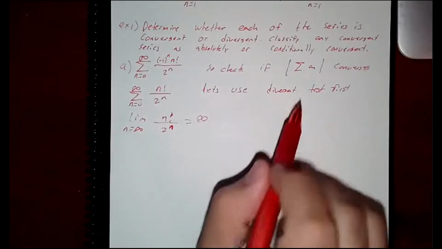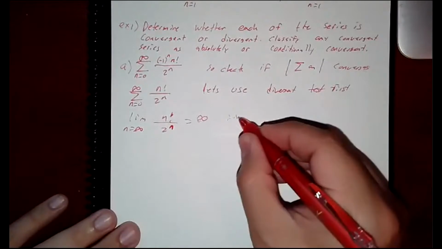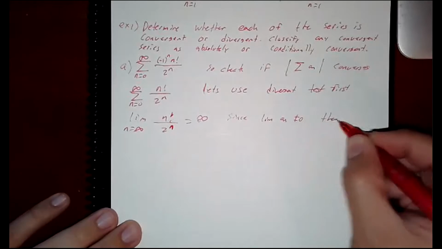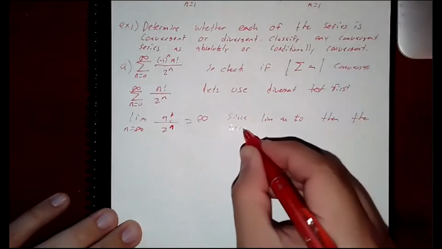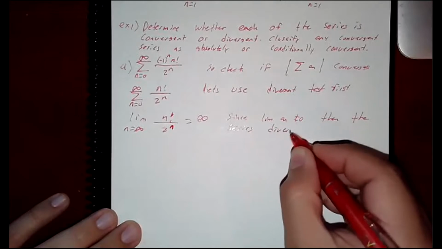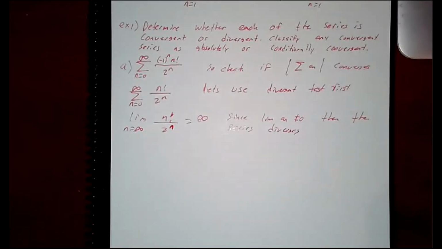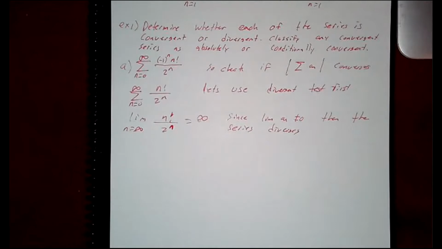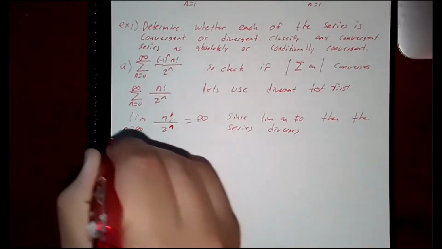So since the divergence test says that since the limit of the sequence is not 0, the series diverges, we're done with part A. We don't have to check the two conditions because the divergence test is technically one of the conditions. So we'll move on to question B. You guys have any questions on part A? No.